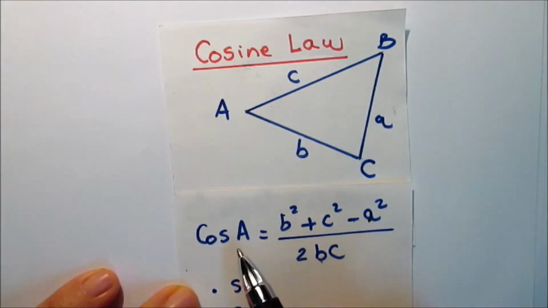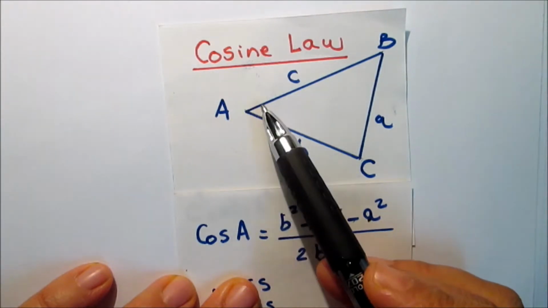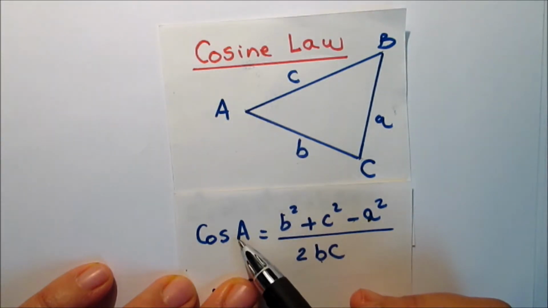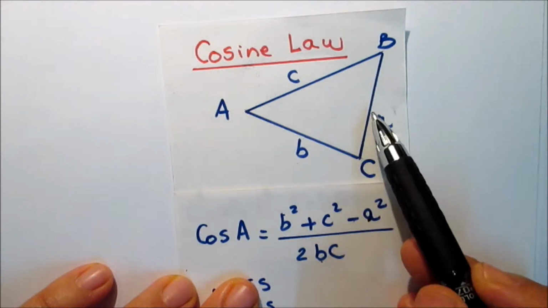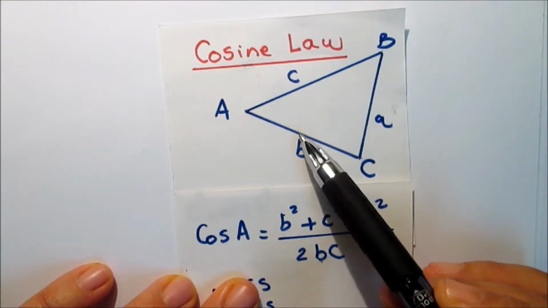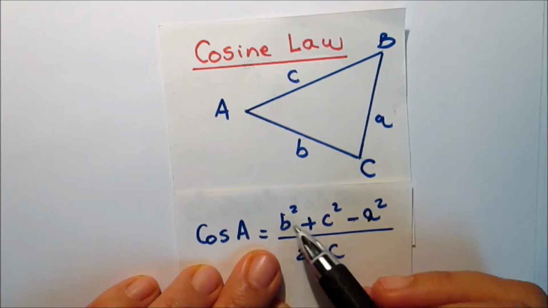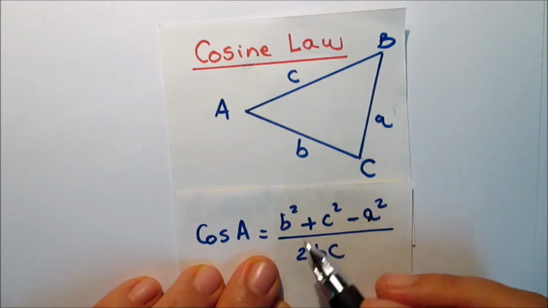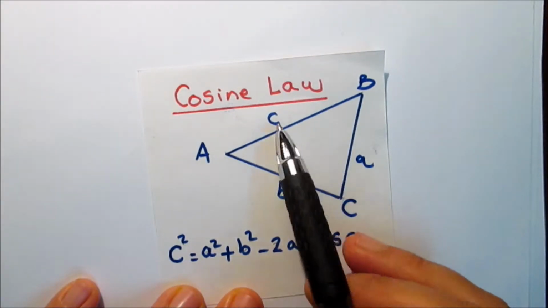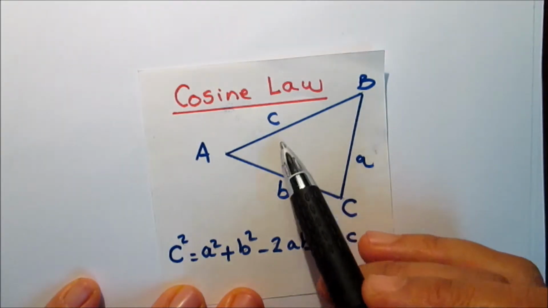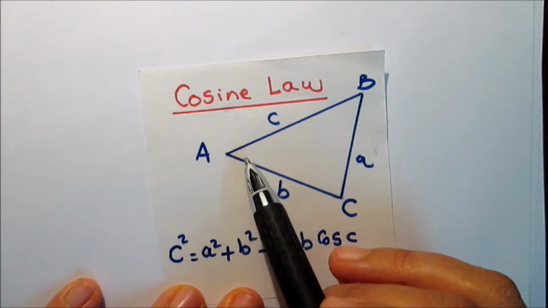We can use a simplified form of the cosine law to find the measure of an angle directly. To find the measure of angle A, cosine A equals b squared plus c squared minus a squared over 2bc. Use the cosine law if given the lengths of three sides of a triangle, or if given the lengths of two sides and the measure of an included angle.